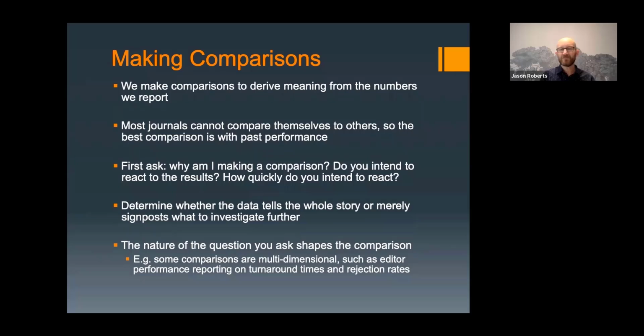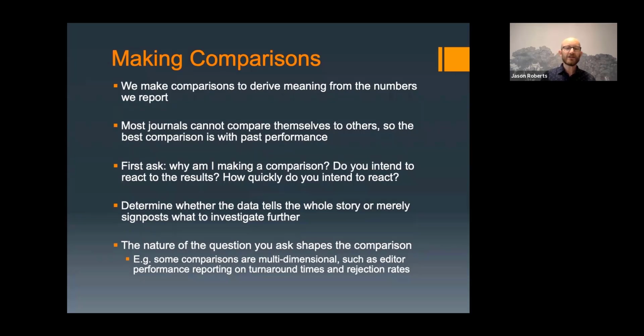Because you could totally bias your data by just simply asking the wrong question, or by asking a question of the data and then drawing up a whole secondary conclusion afterwards. Well, I wasn't looking for this, but I've spotted this, so I'm going to go off in this direction and explore this. But again, just ask yourself, what am I going to do with this data? And how quickly am I going to react? So again, if you saw a dramatic drop in submissions or turnaround time, are you going to react to that right away? Or are you just going to monitor it and see what happens?